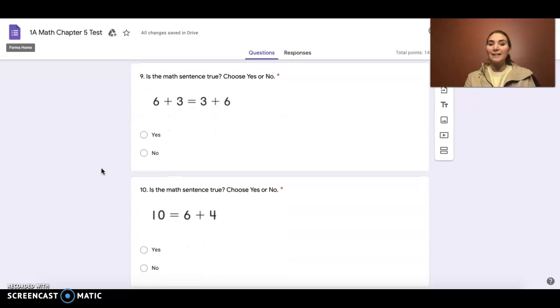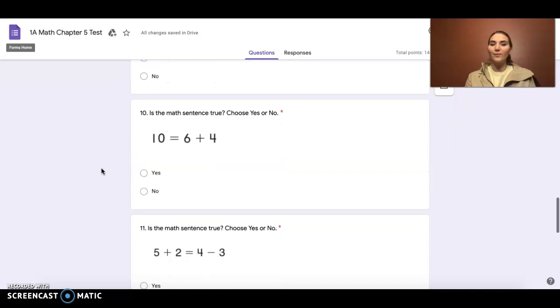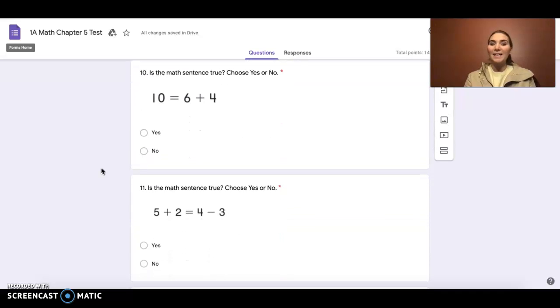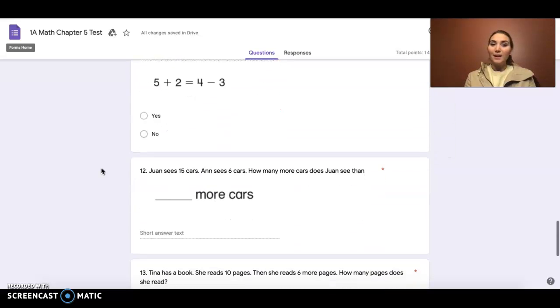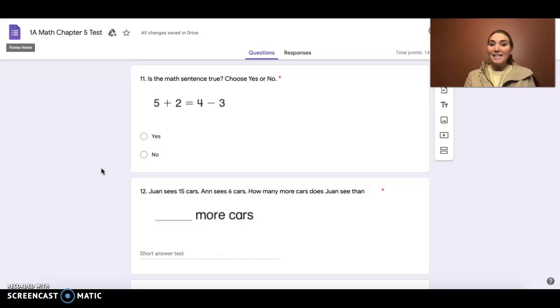Number 9. Is the math sentence true? Choose yes or no. Number 10. Is the math sentence true? Choose yes or no. Number 11. Is the math sentence true? Choose yes or no.